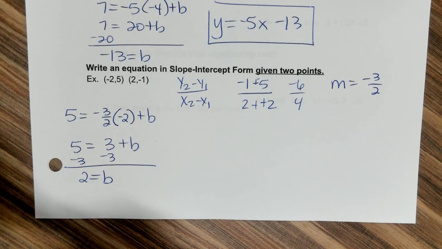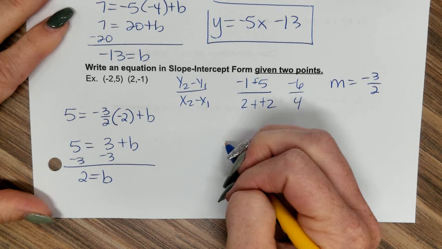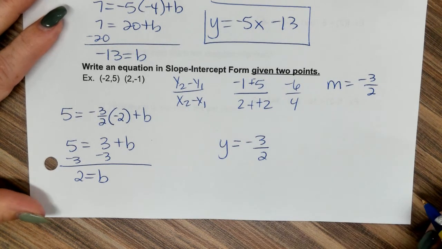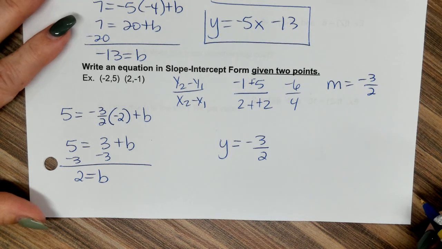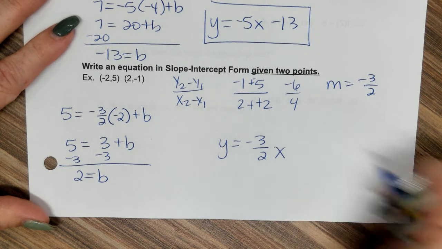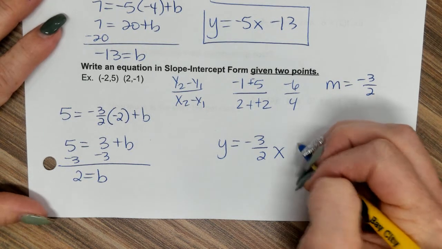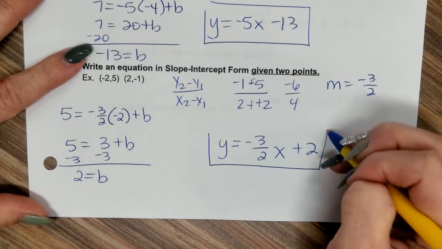All right, write the equation for me. Negative 3 over 2 x. If you leave the x off, it's wrong because that's your rate. I mean, that's your slope. It's your independent variable.